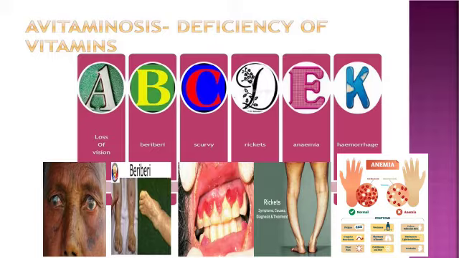Deficiency of vitamin D ends up with rickets. The disease name is rickets. Here the bones will become very soft and bent. You can see here how the bones are bent. Now, deficiency of vitamin E causes anemia, and deficiency of vitamin K causes hemorrhage.